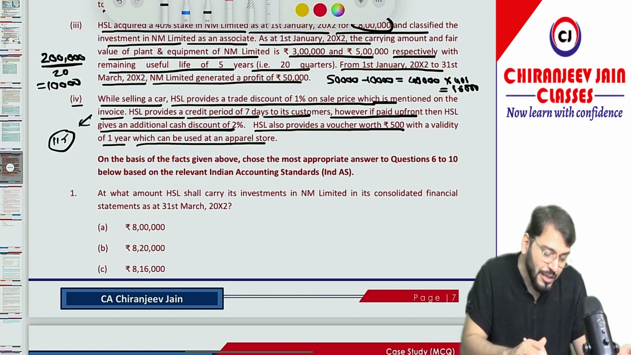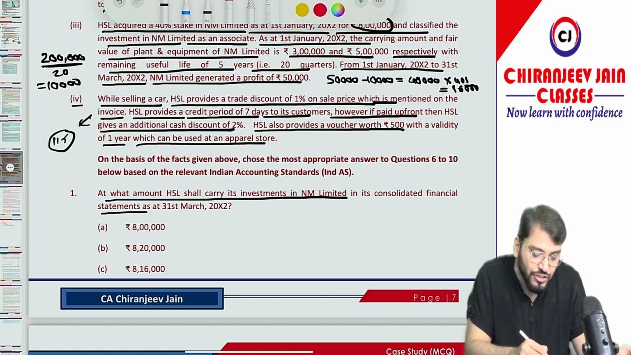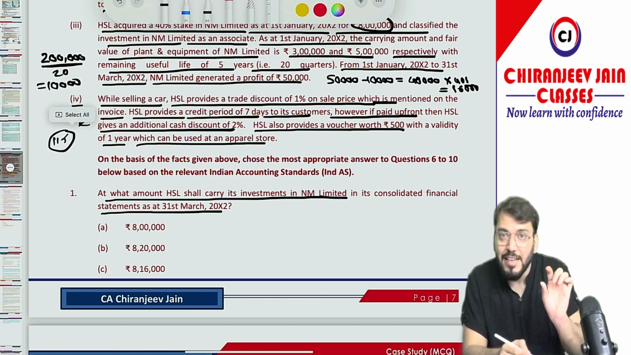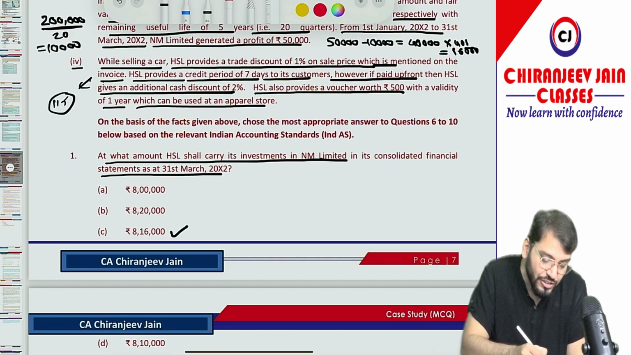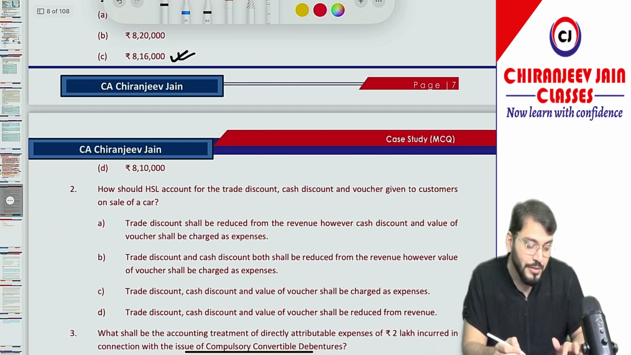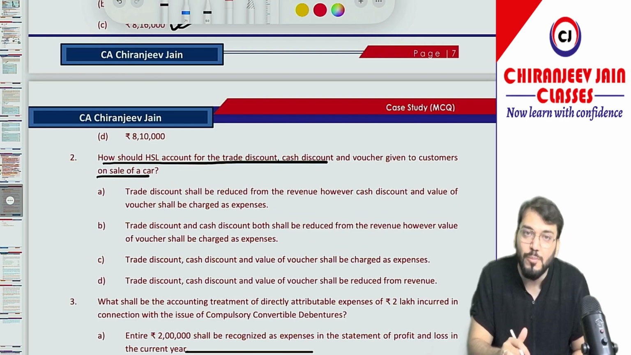Now they have asked point number 1, at what amount HSL shall carry its investment in NM Limited in the consolidated financial statement as on 31st March 2002. Already we calculated this will be 8 lakh plus 16,000. So 8 lakh 16,000 will be the answer. First you have understood, very simple. Next, point number 2, how should HSL account for trade discount, cash discount and voucher given to the customer on sale of car? Let's see what options have been given.